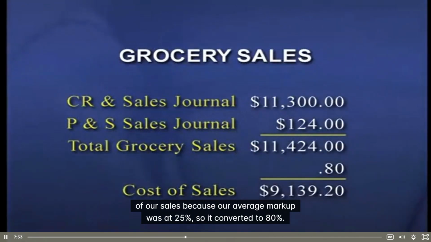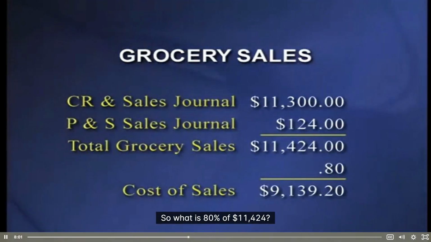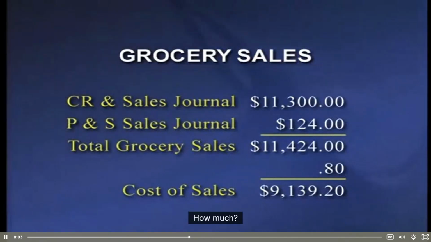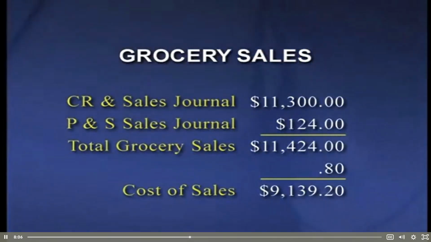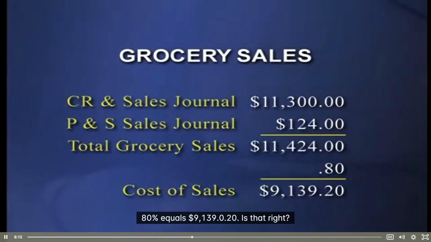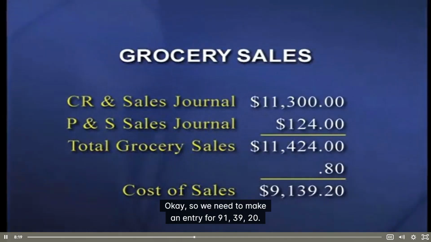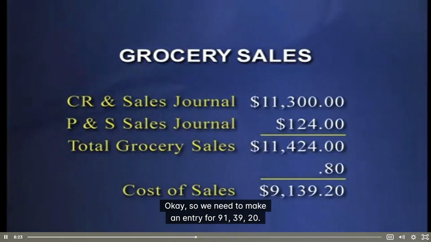Now that's what our sales were, and we're going to estimate that our cost of sales is 80% of our sales, because our average markup was at 25%, so it converted to 80%. So what is 80% of $11,424? $9,139. Let me write that down. 80% equals $9,139.20. Is that right? Okay. So we need to make an entry for $9,139.20.